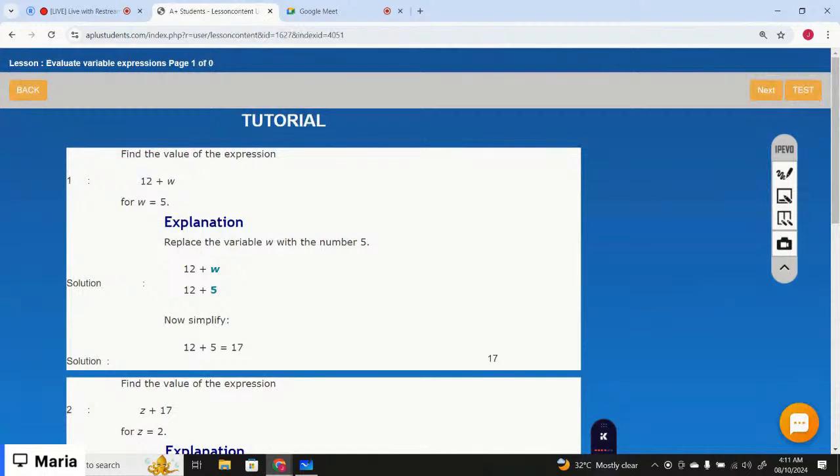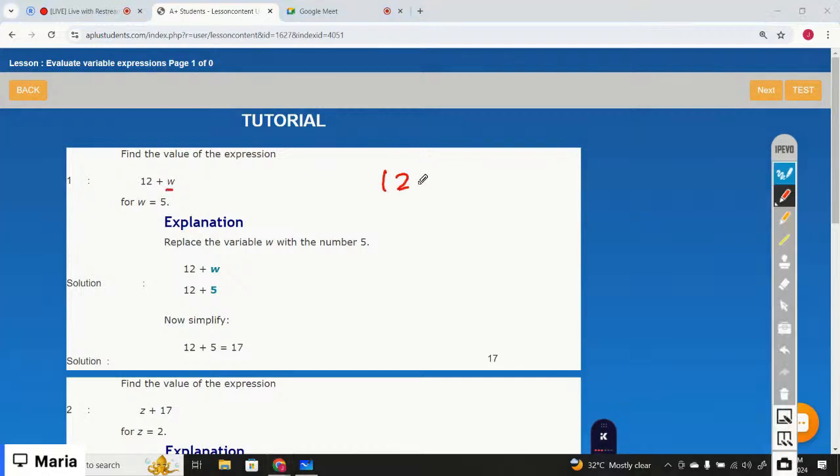Find the value of the expression, that is w plus 12 plus w. You have to evaluate it for w equals 5. So that means you have to replace the variable with a value. W is the variable. Just replace the W with a value that is 5.